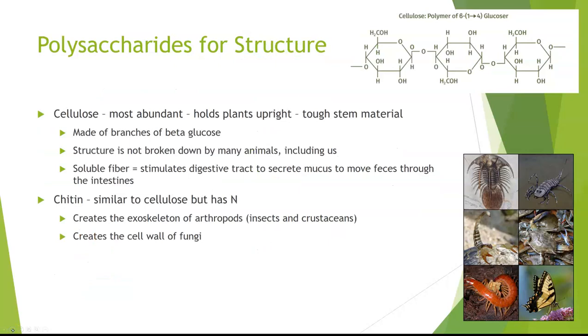And then we have polysaccharides that are used for structure. Cellulose is the most abundant polysaccharide for structure. This is found in plants. This creates that tough stem material of a plant. It also holds a plant upright. This is made of branches of beta glucose, not alpha glucose, right? The starch was made of alpha glucose.